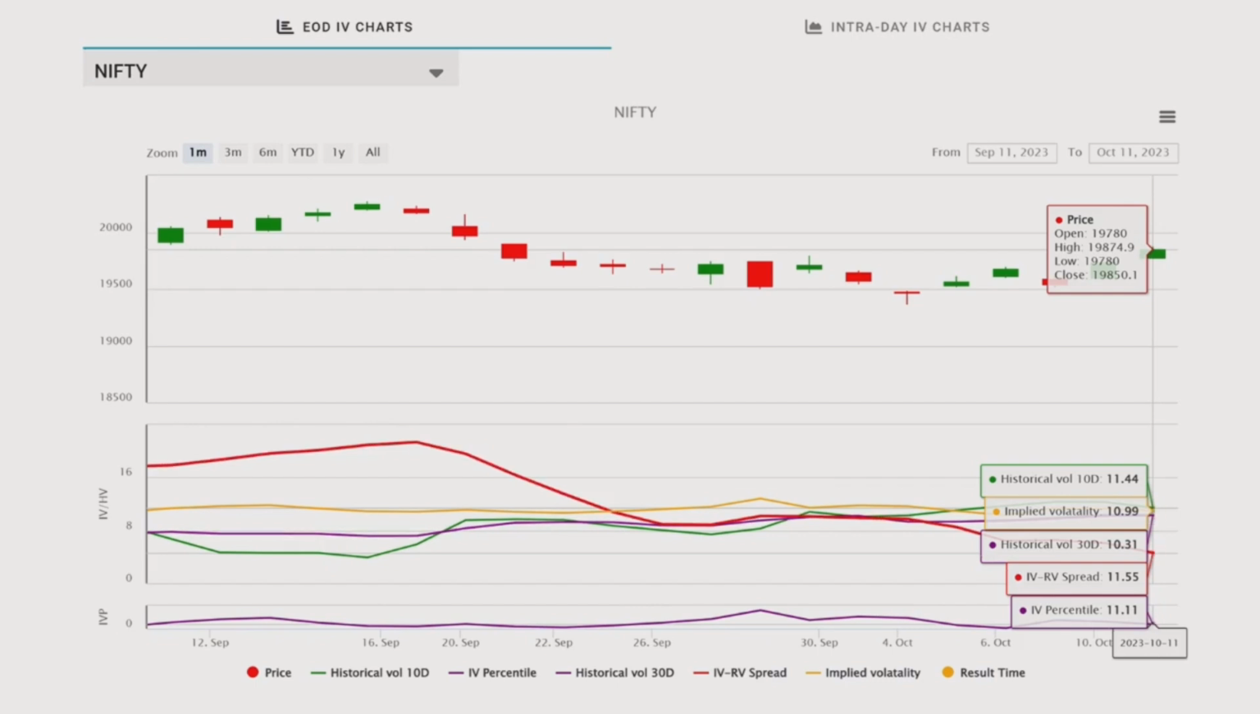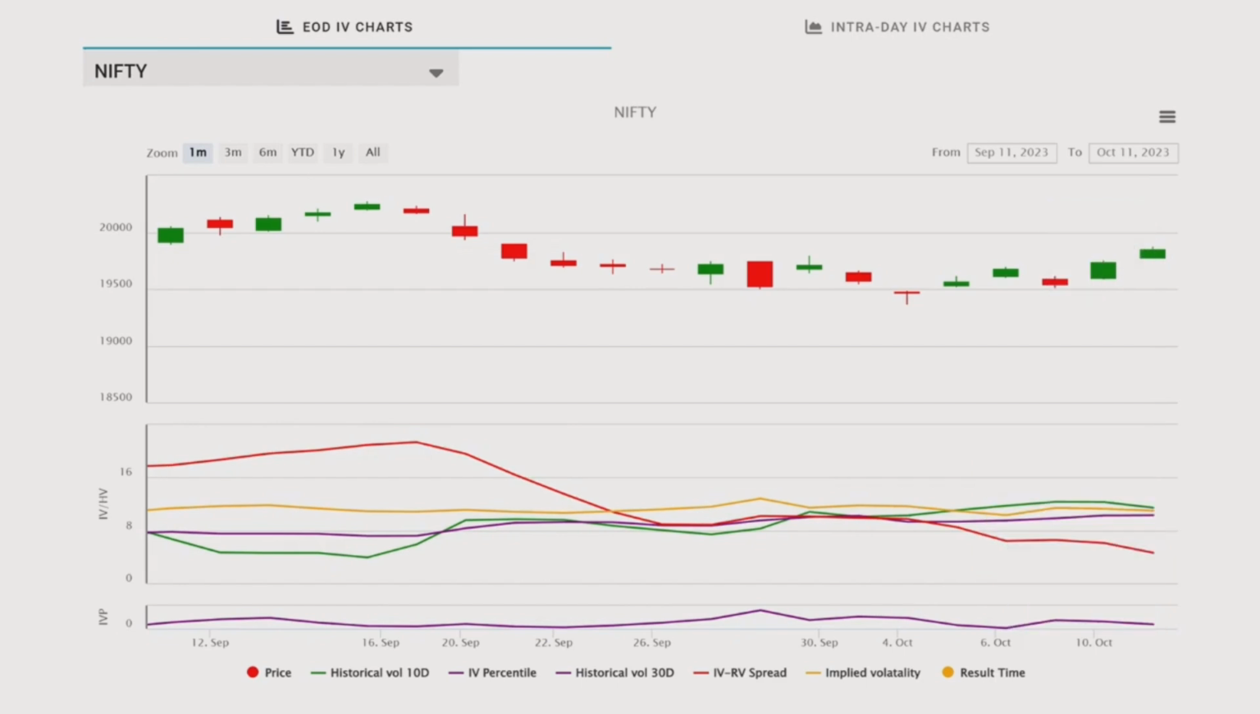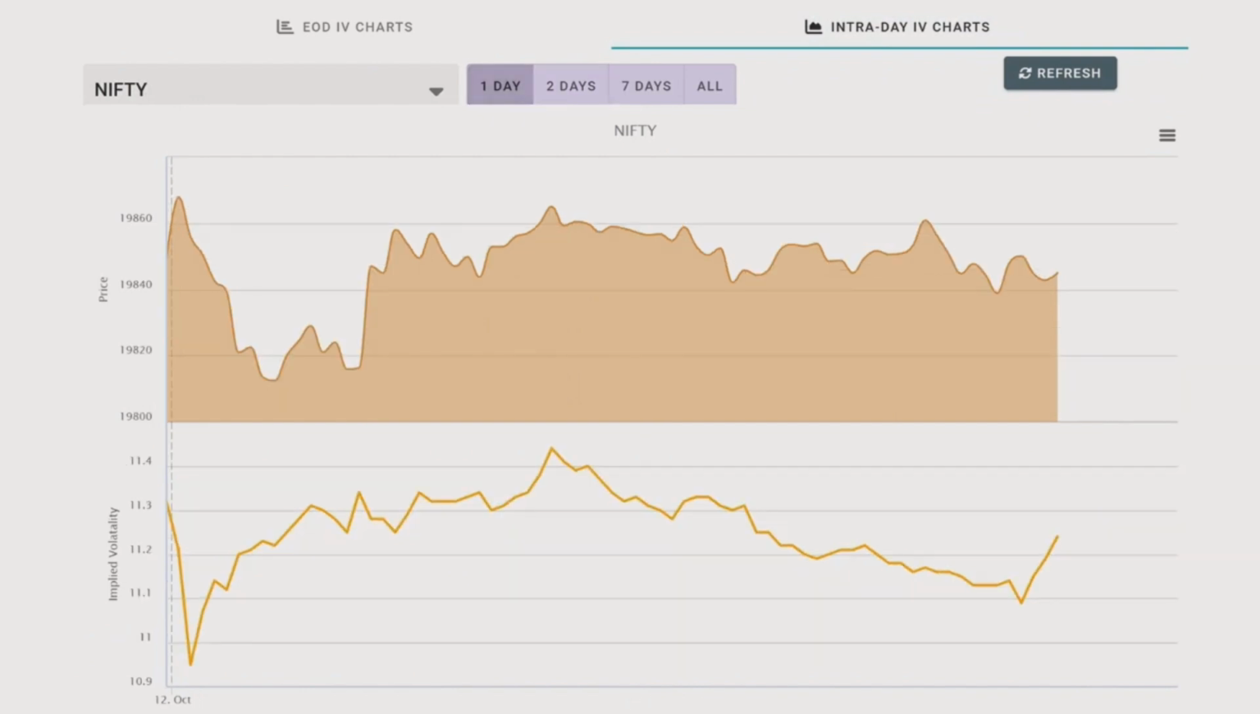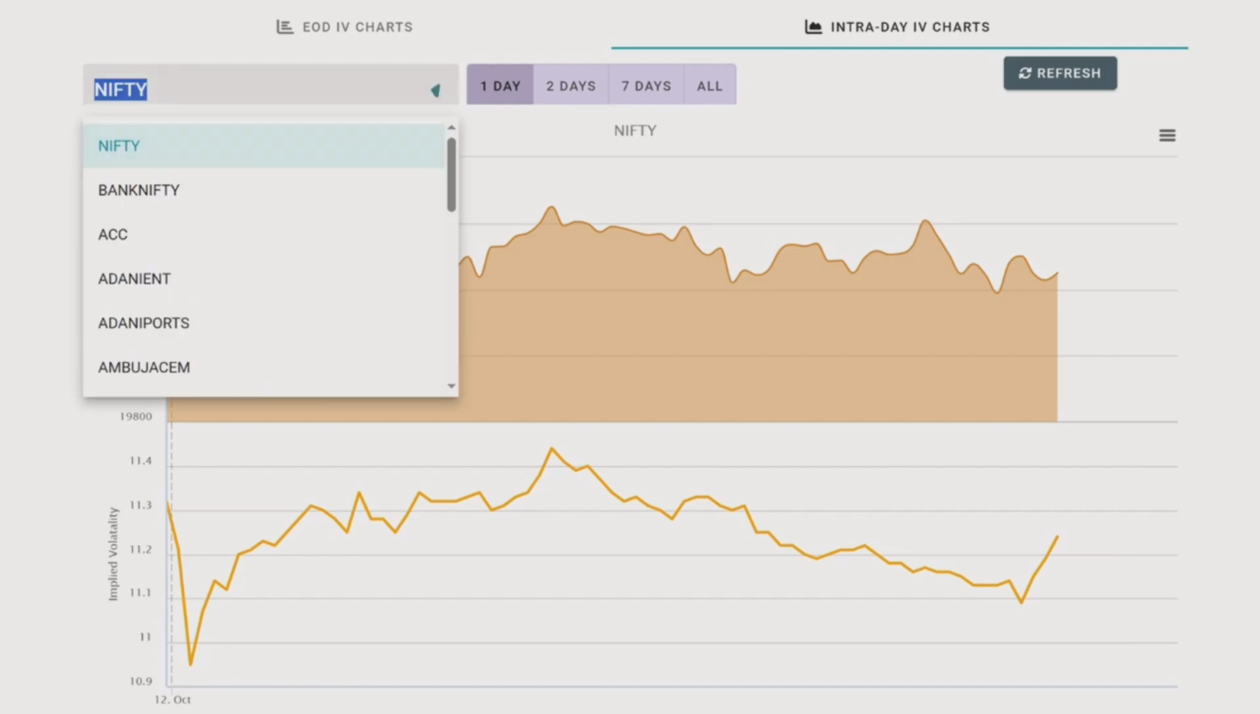So we can track this as we go along. We can do it at the intraday level as well. Exactly what that implied volatility is, you can see in today's market. The market opened at about 11.3 IV, went down, fluctuated this much, ranging between a low of somewhere around 10.95 and a high of about 11.45. So we know exactly what the IV is doing, and we can do this for all charts.